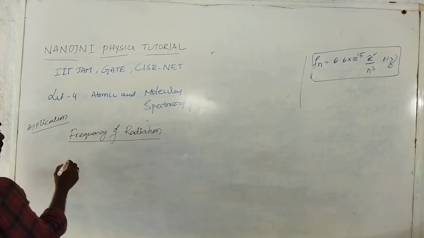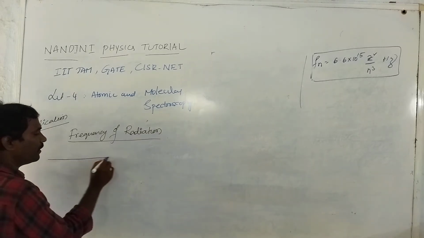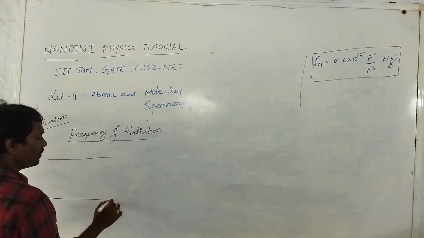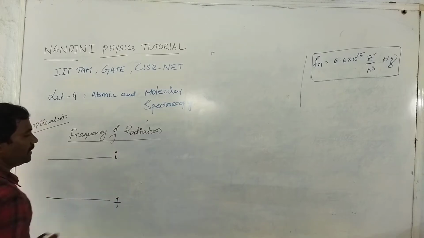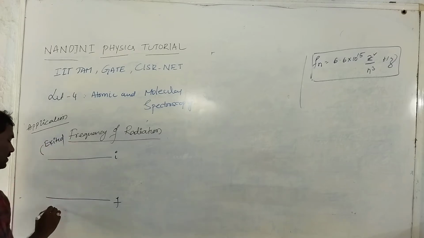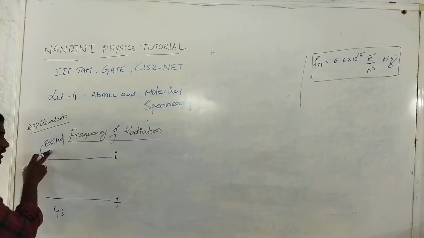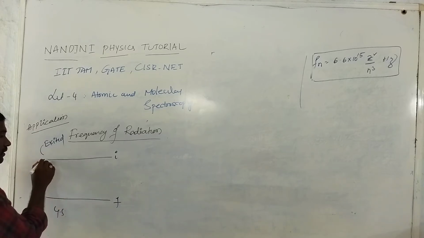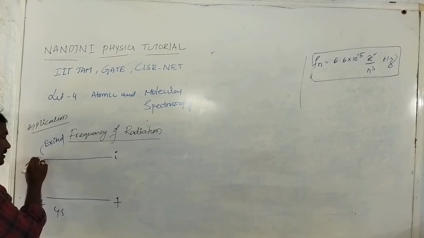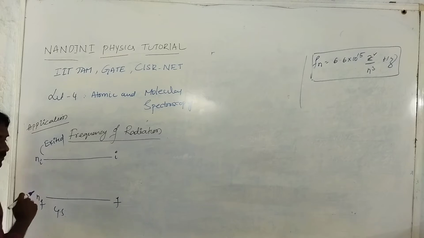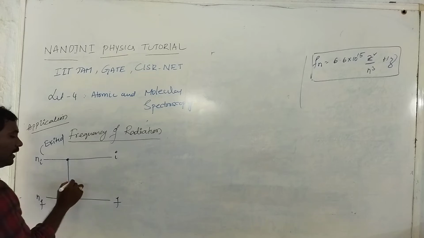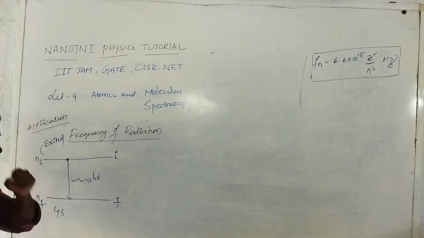If you consider an electron jumping from a higher state to a lower state, consider this as the initial state, and this is the final state. This is the excited state, and this is the ground state. So when an electron jumps from the excited state to the ground state, the initial state is Ni and the final state is Nf. When the electron jumps from a higher state to a lower state, it emits photon energy E equal to h nu.